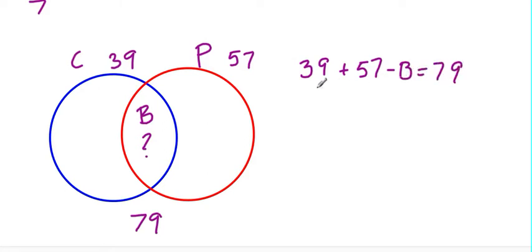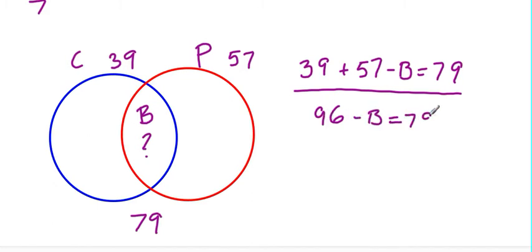Learn this question. It is an exceptionally common question and a very, very easy one. If we add together 39 and 57, we get 96 minus b equals 79. A lot of students have to use calculators for this one. 17 off of 96 is equal to 79. The answer is 17. Both is equal to 17.